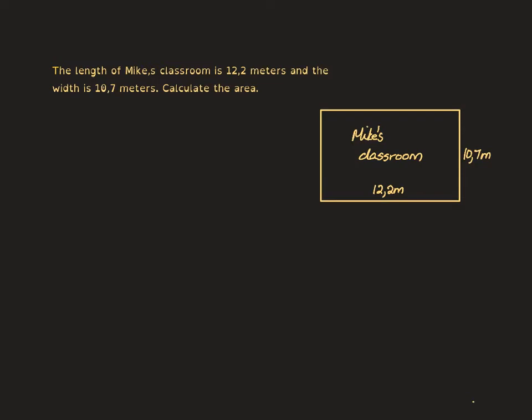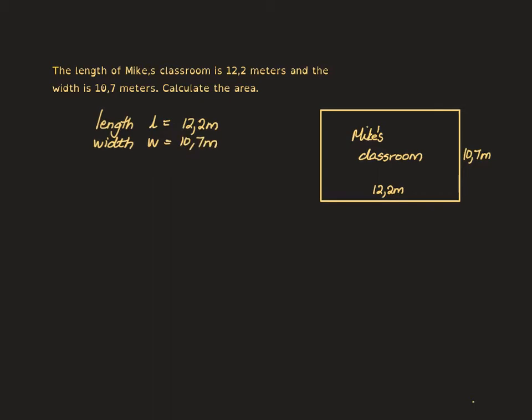In the example here, the length of Mike's classroom is 12.2 meters and the width is 10.7 meters. Calculate the area. The first thing that you should do is check the shape. This is a rectangle. Then you write down the measurements that you have. So I'm going to use length and width. The length, which is L, is equal to 12.2 meters, and make sure you include the units. The width, which is W, is equal to 10.7 meters.